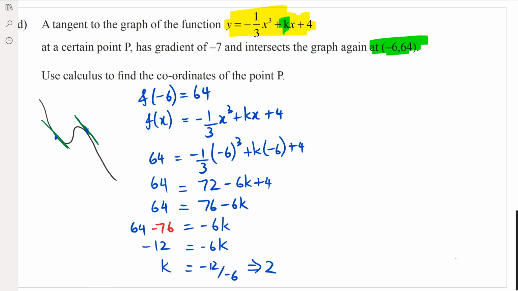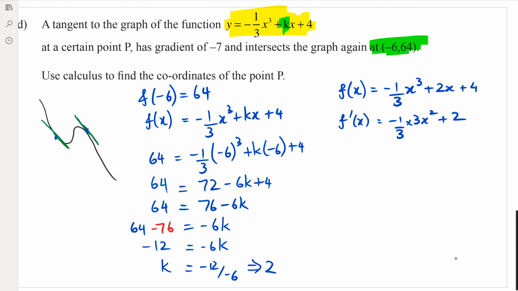Now I want to know what's the x value when the gradient is equal to negative 7. But to do that, I actually need a gradient function. So let's go back to f of x first. So f of x is equal to negative 1/3 x cubed, and we just figured out what k is, so that's going to be 2x plus 4. And when I differentiate it, I'm going to get negative 1/3 multiplied by 3x squared plus 2. Simplifying it, I'm going to get f dash of x is equal to negative x squared plus 2.